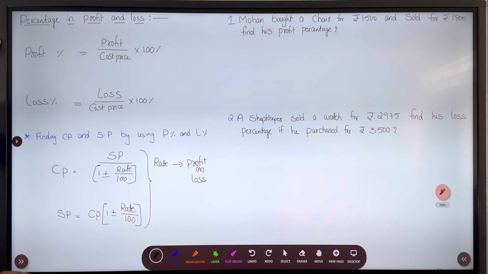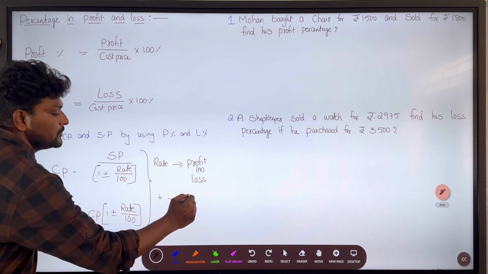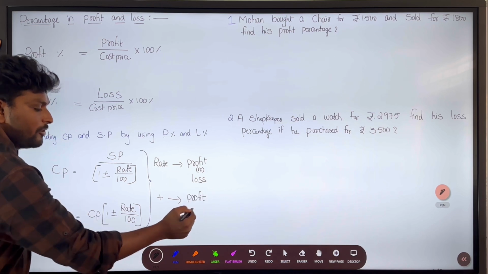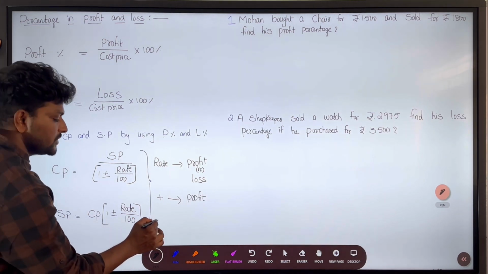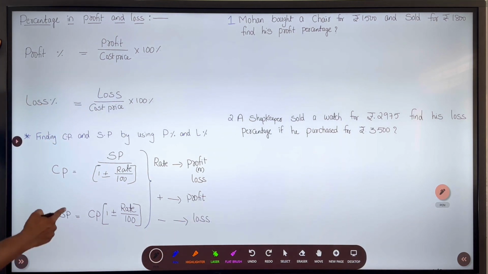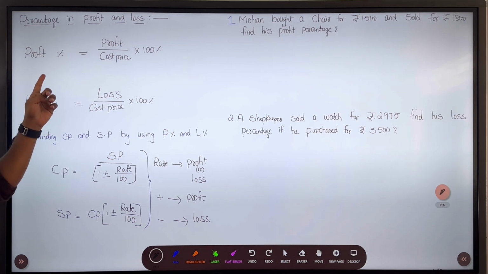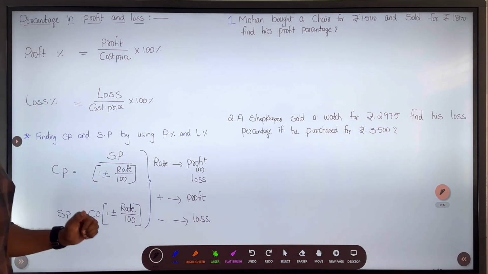Here, plus or minus. So when do we use plus? If the situation is profit, we use plus. If the situation is loss, then we will use minus in that formula. So based on these formulas, tomorrow we will see the problems. Today we will see how to find out profit and loss percentage.